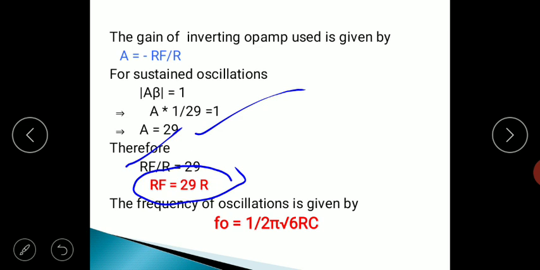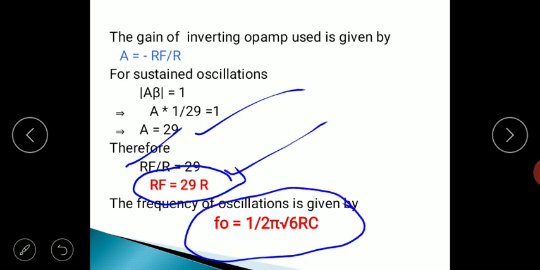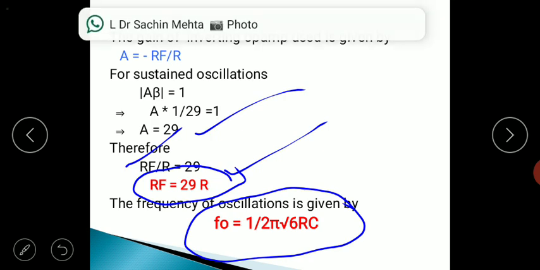This is the important relationship that we should use when we are selecting the values of feedback resistance and the other resistors present in the circuit. So once this condition is satisfied, and if RF equal to 29R, then the frequency of oscillations of RC phase shift oscillator is given by F equal to 1 by 2 pi root 6 into RC, where R is the value of the resistance that is used in the feedback section and C is the value of the capacitor. That's what I told. The values of R and C determine the frequency of oscillations. This is the formula that you have to remember.